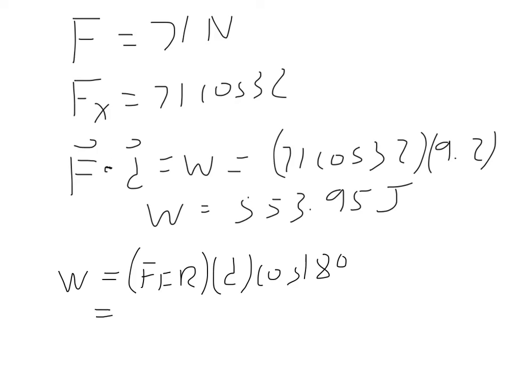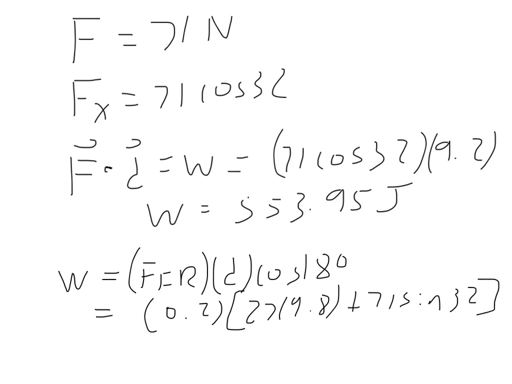So that's going to be equal to 0.2 multiplied by the mg cosine theta, 27 times 9.8, plus the 71 times the sine of 32, as my cat jumps right behind my head. Not that I'm trying to get any work done here, Mickey. And then you multiply that by the displacement, which is 9.2.